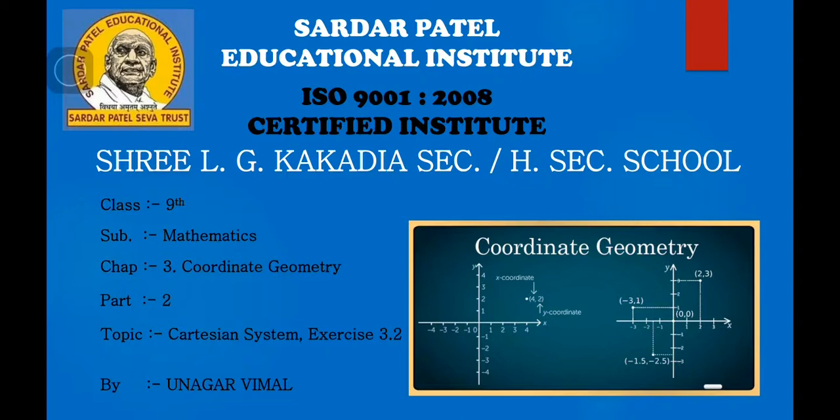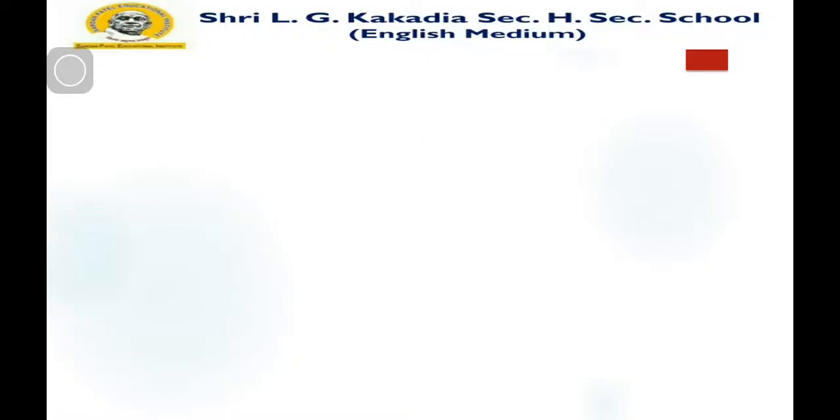the Cartesian system? So the topic that we are going to learn here is the Cartesian system, and then we will solve exercise number 3.2. First we understand what a Cartesian system is. As we know, the Cartesian system is a gift of René Descartes, who invented the procedure to denote any point on a plane.